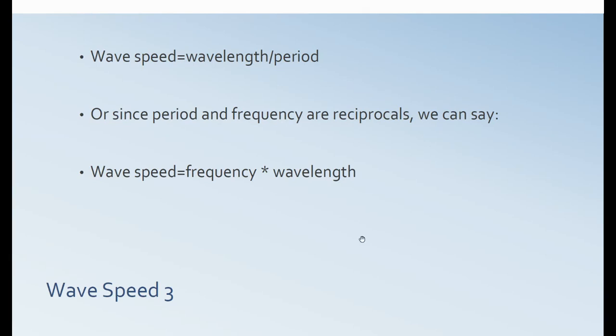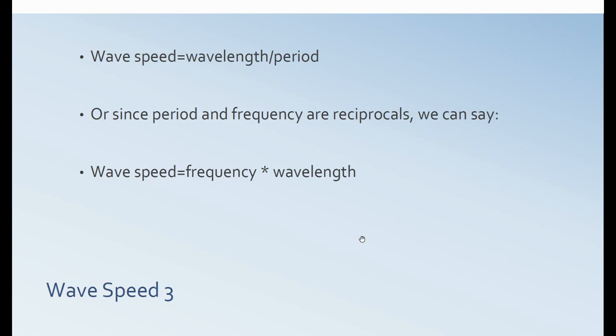So let's say we wanted to calculate the wave speed, and we have a wavelength of 10 meters and a period of 2 seconds. To calculate the wave speed here, it's pretty easy. We just have to divide our wavelength, 10 meters, by our period, 2 seconds, and we get a wave speed of 5 meters per second.